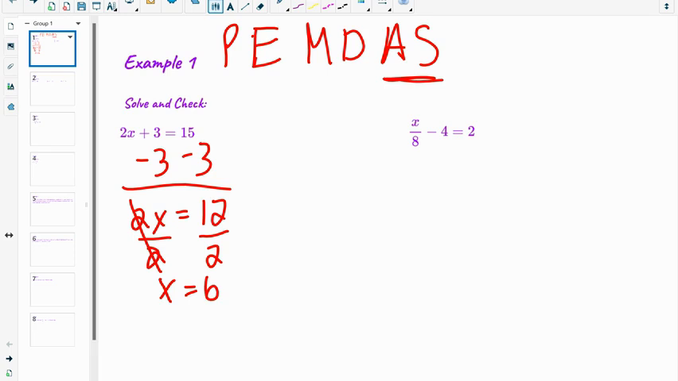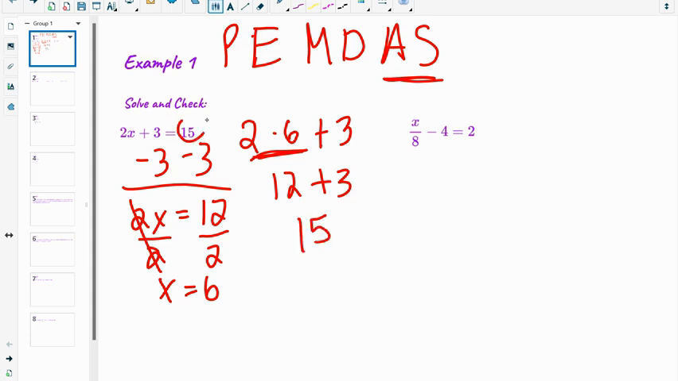Now let's go ahead and check. Again, when we did this in one step, it was kind of trivial to show our work, but I was wanting to emphasize habits then. That's what we're building on now. So I'm going to type in 2 times 6 plus 3. And when we're checking, we just use good old-fashioned order of operations. So the multiplication comes first. 2 times 6 is 12. And then plus 3 is 15, which is what we had in the original equation. So we're done.